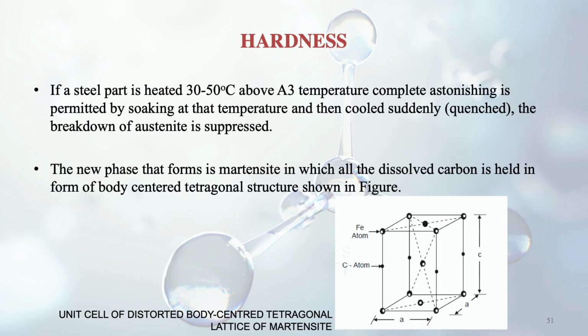The new phase that forms is martensite, in which all the dissolved carbon is held in the form of a body-centered tetragonal structure. So it is still a body-centered structure like we have in case of ferrite, but now it is not body-centered cubic, but body-centered tetragonal because of the distortion that takes place in the microstructure.